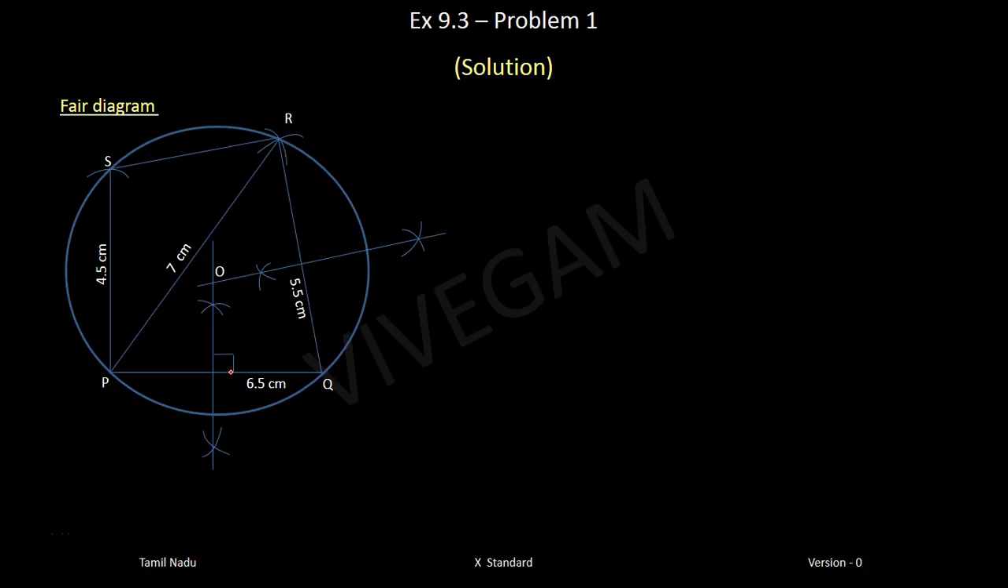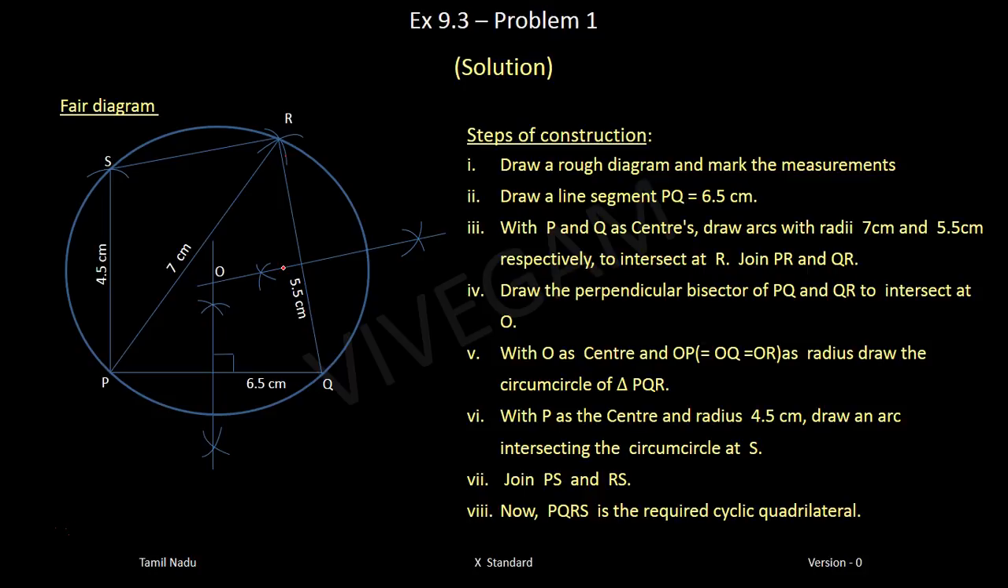This is a perpendicular bisector, so this angle is perpendicular. This is also a right angle because it's a perpendicular bisector. Okay, so it's quite simple. Now let's go through the steps of construction. First step, we'll have to draw a rough diagram and mark the measurements, otherwise it will be very complicated to follow. Then draw a line segment PQ equal to 6.5 centimeter.